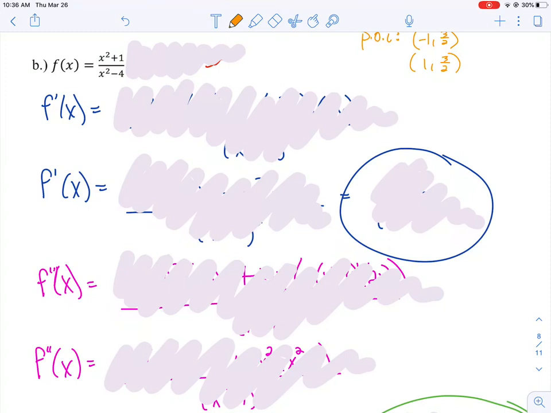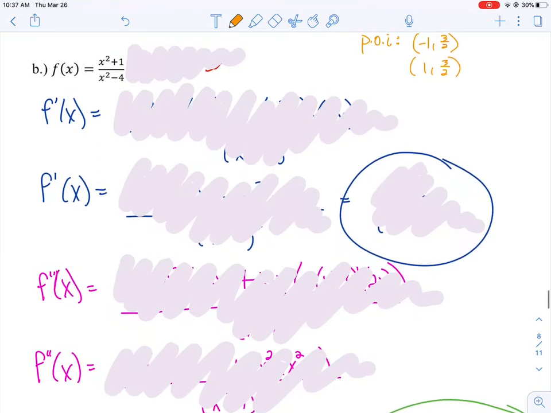Concave up and concave down, remember, is our second derivative. So we've got to find our second derivative, find our possible points of inflection, and then do our sign test to see if we're positive or negative in our second derivative.